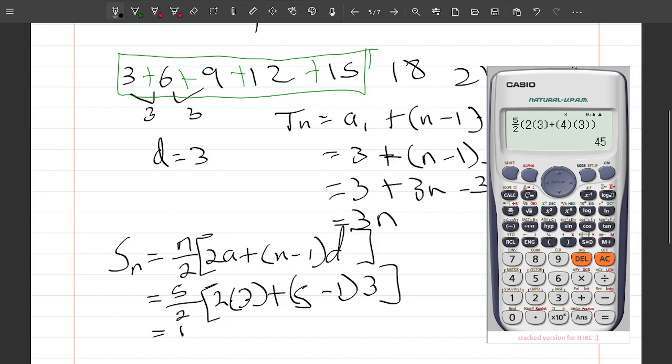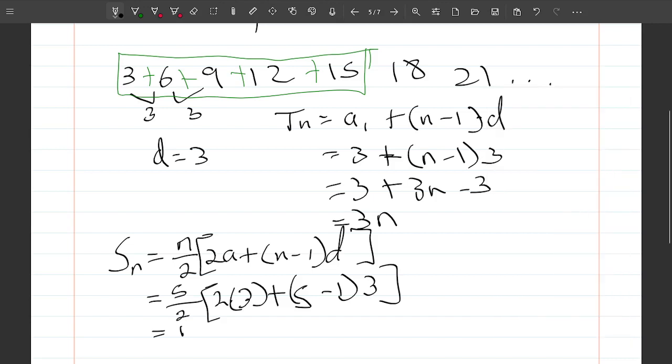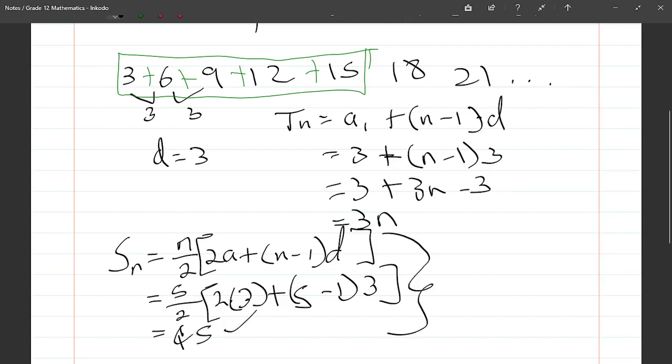So that just proves the formula. Okay, so let's set aside the calculator, so we get 45 there. So how do I represent this in sigma notation? Well, in sigma notation, remember right now I just added the sum of the first 5 terms.